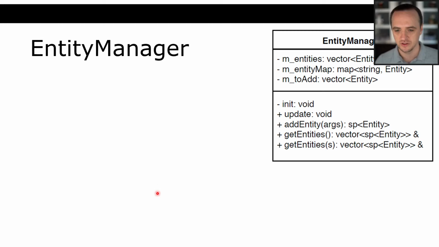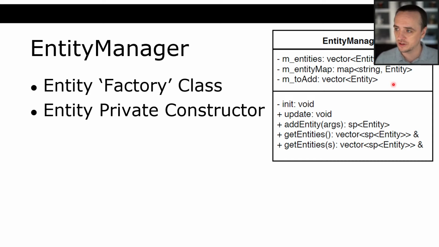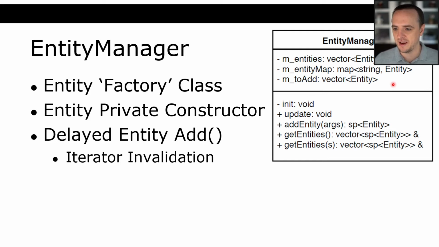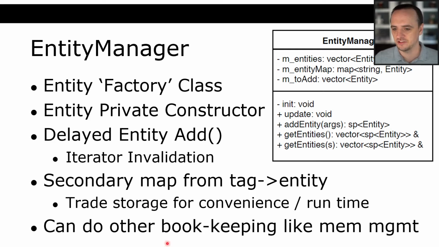We had the entity manager class. That is a factory that constructs and manages all our entities for us. And our entities have a private constructor, so that only the entity manager could handle entities. It has a delayed entity add to avoid iterator invalidation. It also handles the removal of entities. And we have a secondary map from tag to entity that allows us to trade a little bit of storage for a lot of convenience and runtime efficiency. And this can also help us do other bookkeeping, let us know how much memory we're using, how many entities we're creating per second, and all sorts of cool stuff.